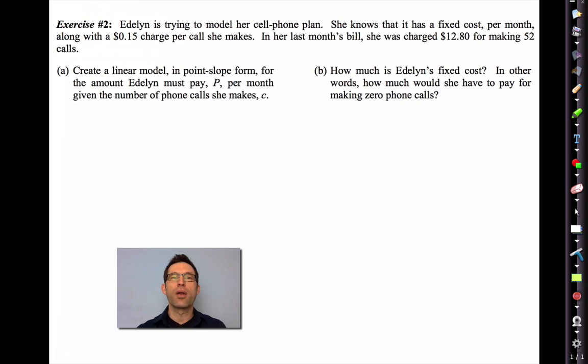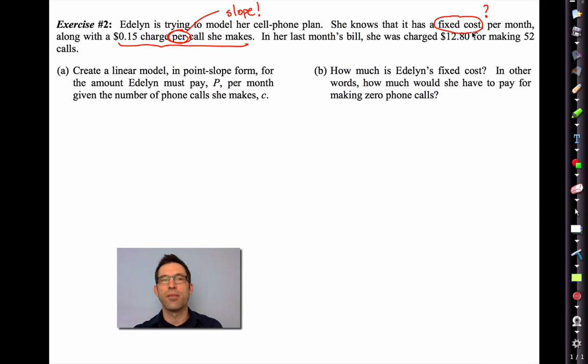Edelyn is trying to model her cell phone plan. She knows that it has a fixed cost per month, along with a 0.15 charge per call she makes. Boy, that word per, that is just such a red flag for slope. Notice, though, they don't tell me what the fixed cost is. That would have been the y-intercept, but they didn't tell me. In her last month's bill, she was charged $12.80 for making 52 calls.